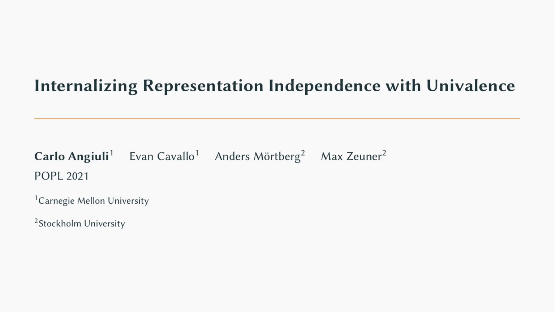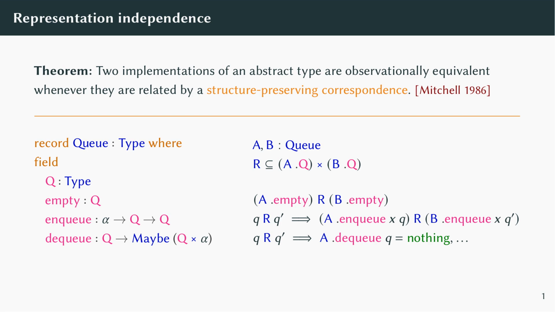I'm Carlo Angiuli, and this is the long talk for Internalizing Representation Independence with Univalence. Representation independence theorems tell us under what conditions we can evolve a library without breaking its dependents.